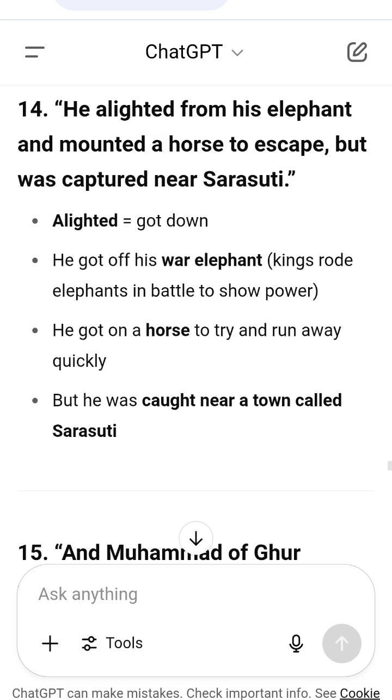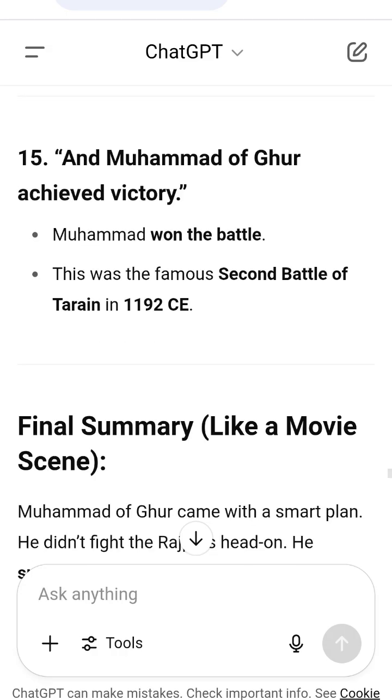But he was captured near a town called Saraswati. In the end, Muhammad of Ghur won the battle. Why was this battle important?